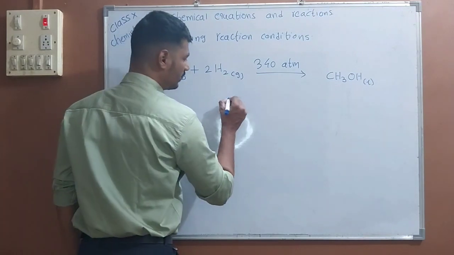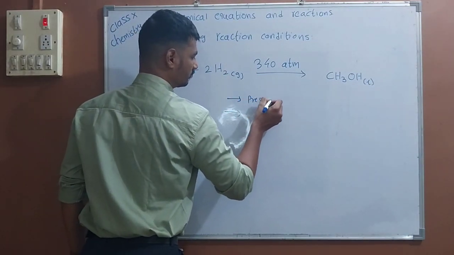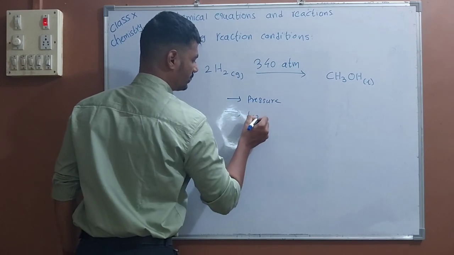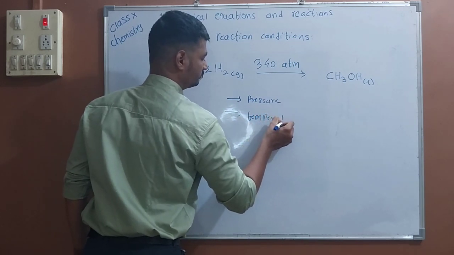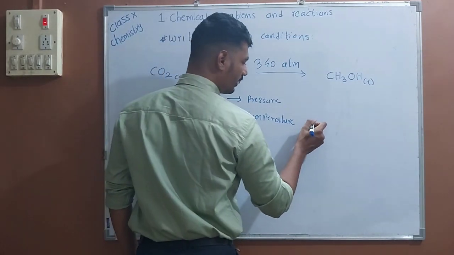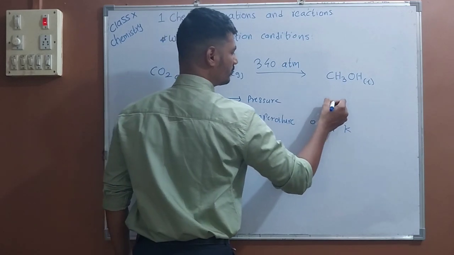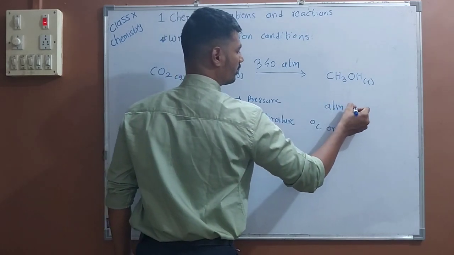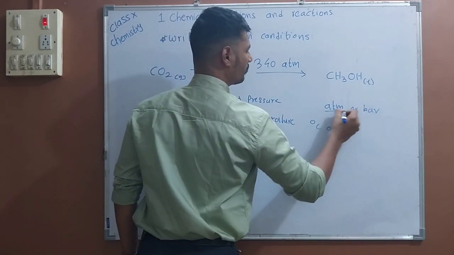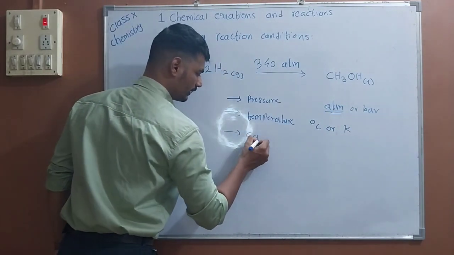Writing reaction conditions contains writing pressure, temperature. Temperature most of the time in a reaction is measured in degrees Celsius or Kelvin. Pressure is most of the time in atmosphere or bar. Most of the time we use atmosphere only. And the third thing is catalyst.